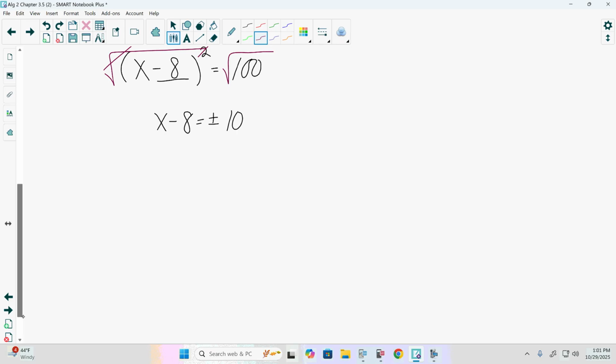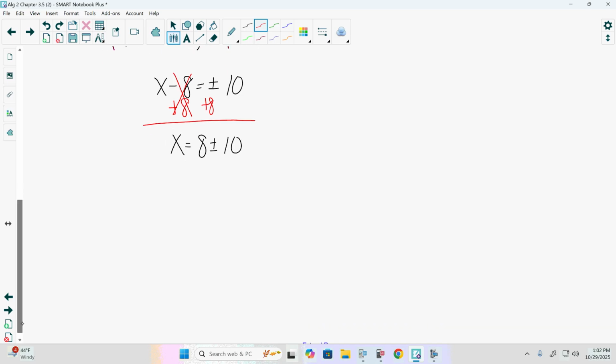Now at this point here, we do need to get x by itself, so what we're going to do is add 8 to both sides, because negative 8 plus 8 is 0, giving us x equals 8 plus or minus 10.